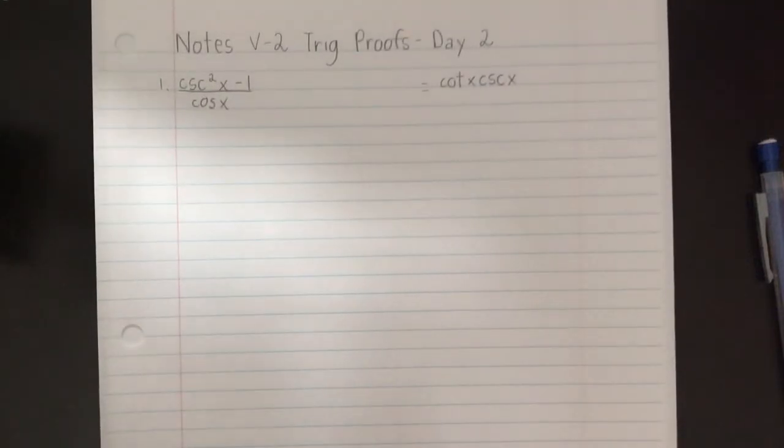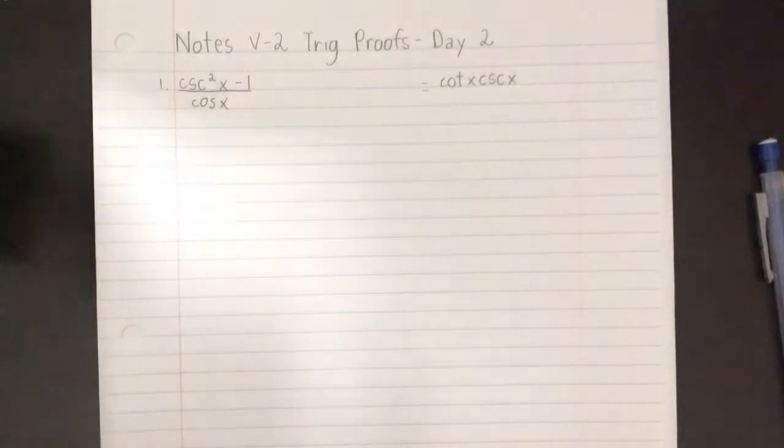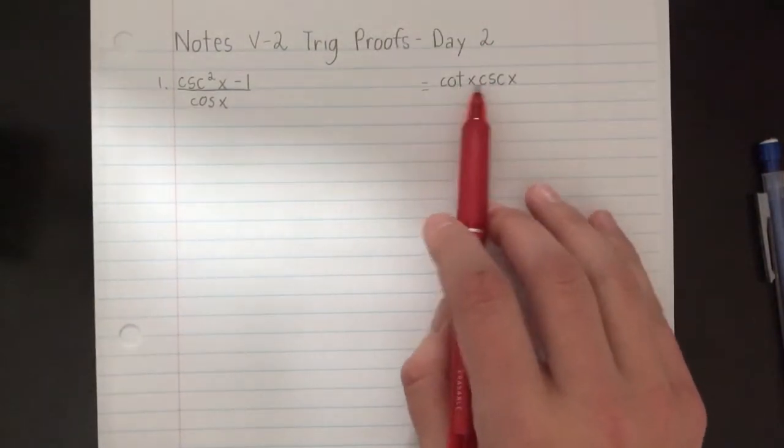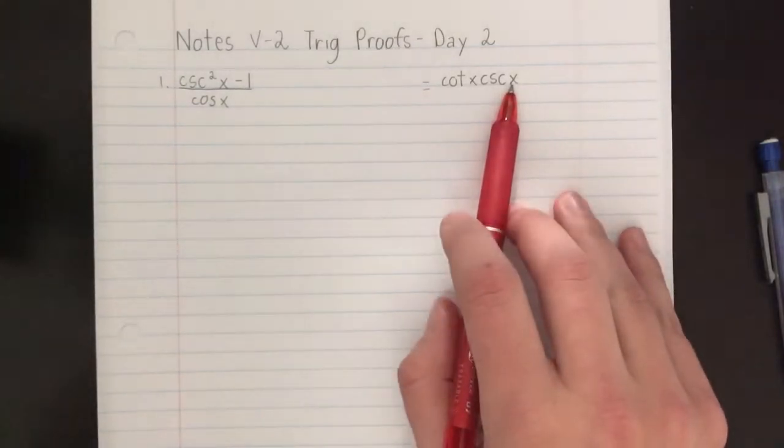Today we're looking at notes V-2, trig proofs, day 2. On number 1, we want to prove that cosecant squared of x minus 1, all over cosine of x, is equal to cotangent of x cosecant of x. So notice what you have on the right here, cotangent of x cosecant of x.